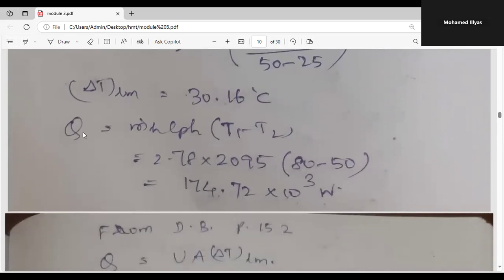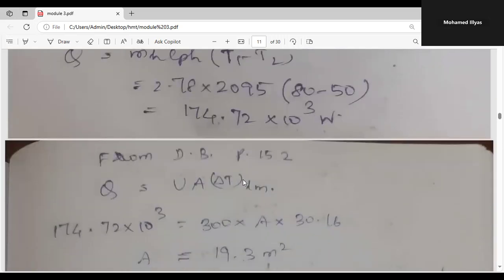And using our energy balance equation, either for the hot fluid or the cold fluid, we can calculate the amount of heat transferred, Q. Substituting the values, we have got Q equal to 174.72 into 10 power 3 watts here. So writing the heat transfer equation for this heat exchanger, Q equal to UA delta T LM.